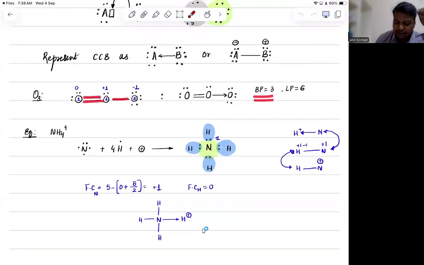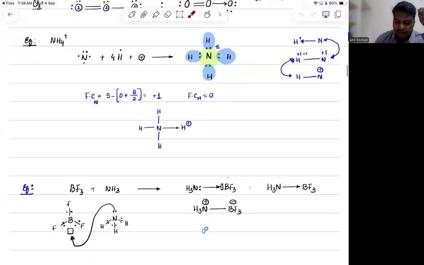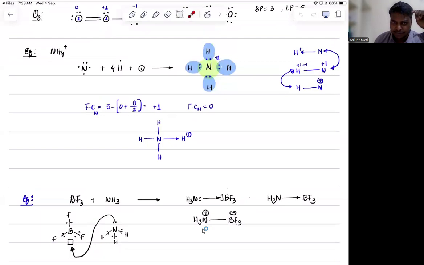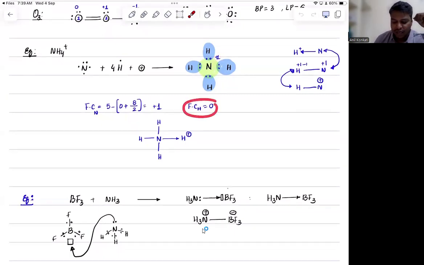These are 2 plus 1, 3 bond pairs and 6 lone pairs. Now check out NH4 plus. Nitrogen will complete its octet by making four single covalent bonds. But if you notice the formal charge on nitrogen: 5 valence electrons, 0 lone pair electrons, 8 bonded pair electrons divided by 2, that makes it plus 1 charge. So nitrogen has plus 1 charge on it, and the formal charge on all hydrogens is 0.